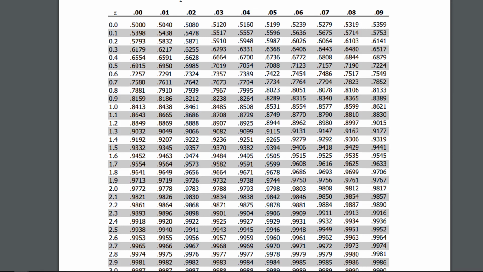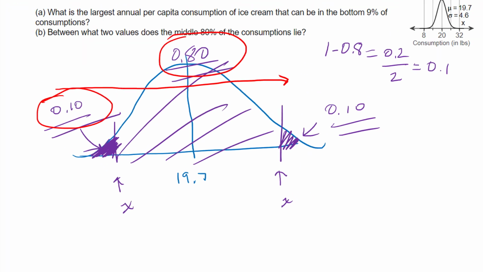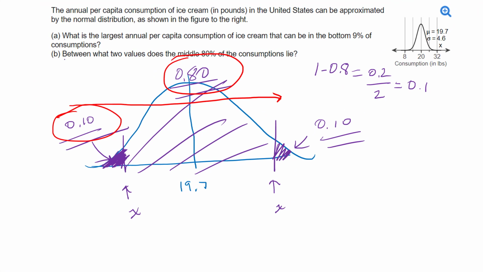If you really are understanding, you don't even have to look this up. It's going to be 1.28 positive, because remember, this is symmetric. Okay, so whatever value I get down here, this negative value, the positive value will be the same value. So this is my z, negative 1.28. This is my z, which is 1.28.